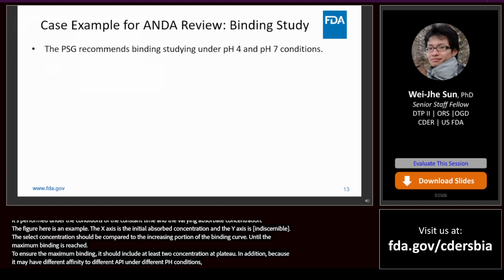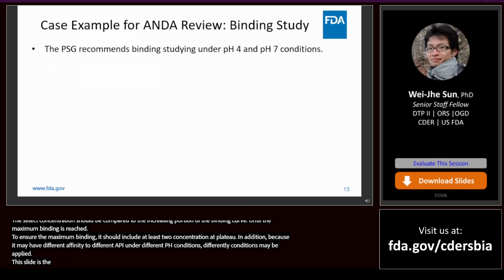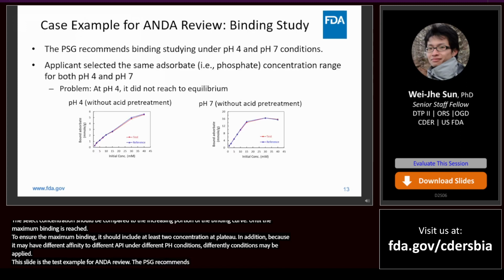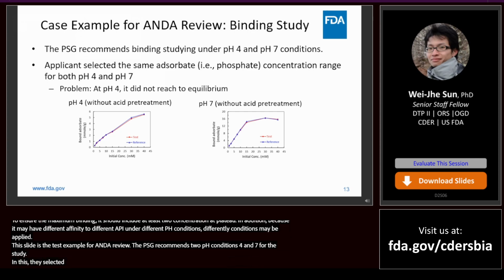This slide is a case example for an ANDA review. The product-specific guidance for sevelamer recommends two pH conditions for the binding study, pH 4 and pH 7. In this ANDA, the applicant selected the same phosphate concentration range for both pH 4 and pH 7.